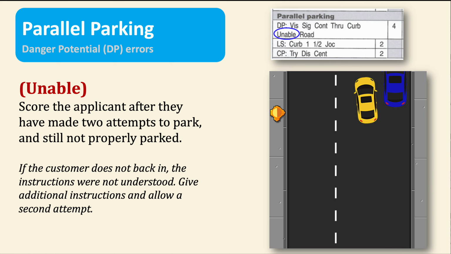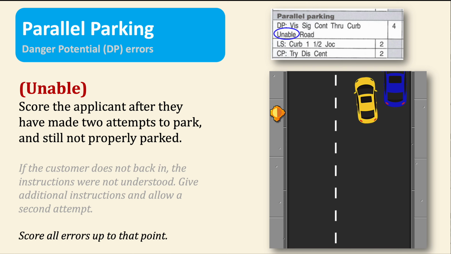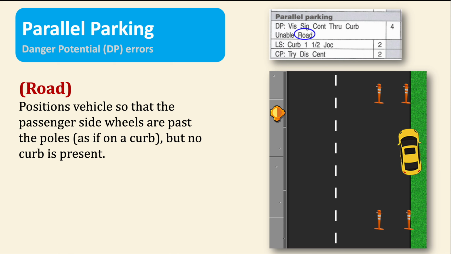Now, if the customer does not back in, right, they pull forward into the space, that just means the instructions were not understood. Give them additional instructions and allow a second attempt. So you can explain a little more besides the instructions you just gave them. You can say other words. Let them try again. Remember to score all errors up to that point, which is basically just distance, center, jockeying, and try. Okay, and hitting the curb, of course.